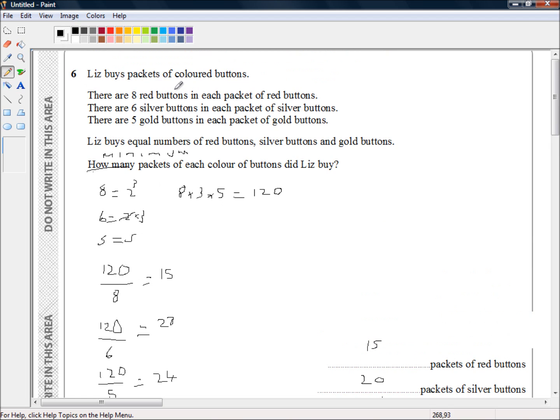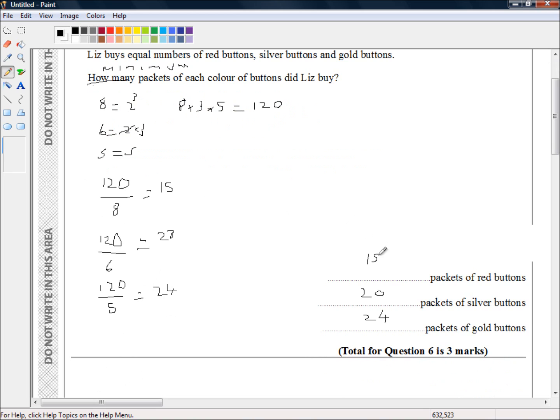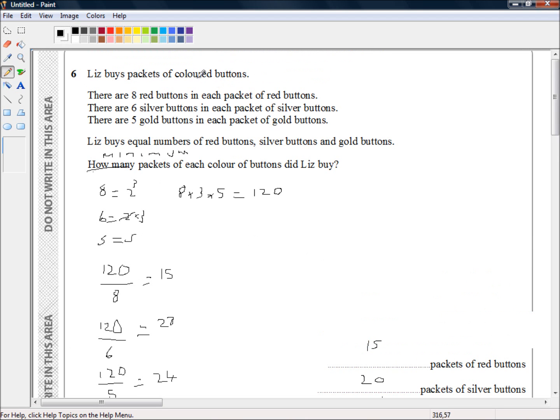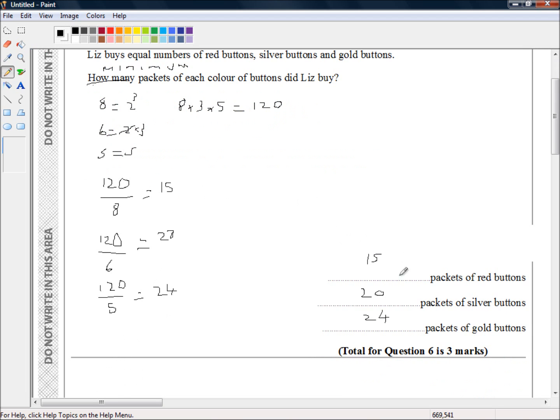Even though the way the question was actually worded, you could have got away with any whole number multiple of 15, 20 and 24. So if she'd bought 30, 40 and 48, that would actually have satisfied the question as worded, but they really are looking for the minimum number, so 15, 20 and 24 is the answer they're actually looking for.